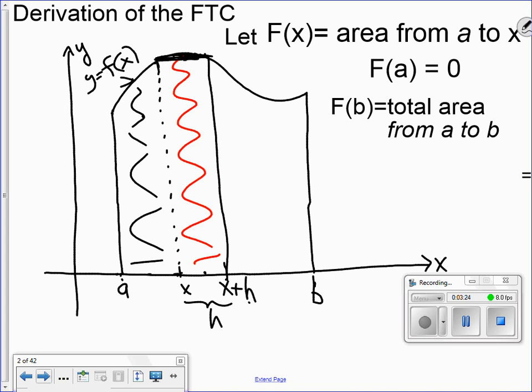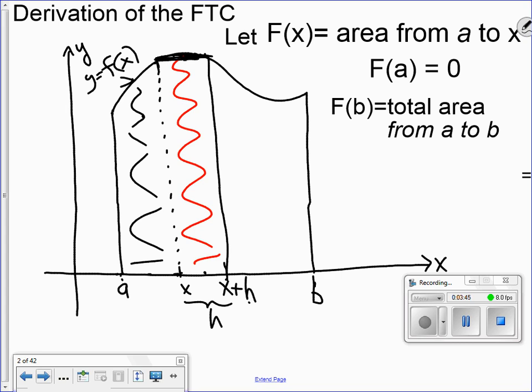You see it? It's this thing here. That's just one function. Well, I can create another function. It's called an accumulation function. And the way I'm going to do it, I'm going to let capital F of x be a function that collects the area under the graph of lowercase f of x from a to x.